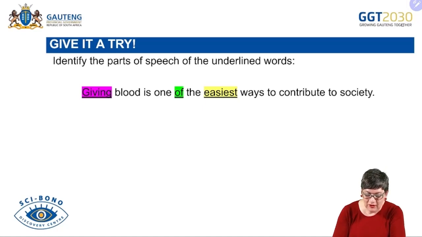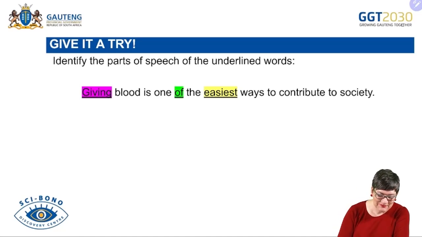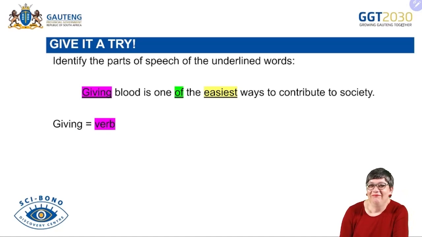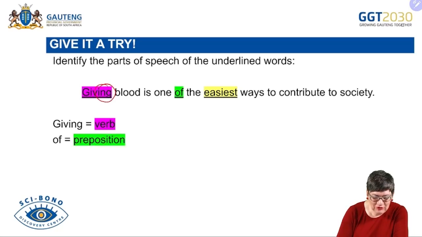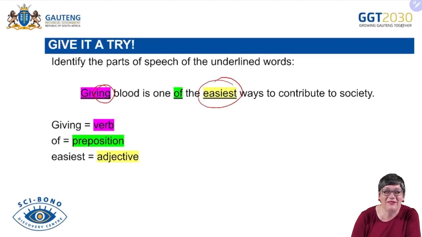Giving blood is one of the easiest ways to contribute to society. I know I'm talking to the experts by now. Giving is a verb. We recognize it with the ing there. Right? Giving is a verb. Of might be a little bit tricky, but I'm sure you know it's a preposition. Yes, you're right. And easiest, comparative. There you go. Adjective. Well done. I'm sure you got this right.